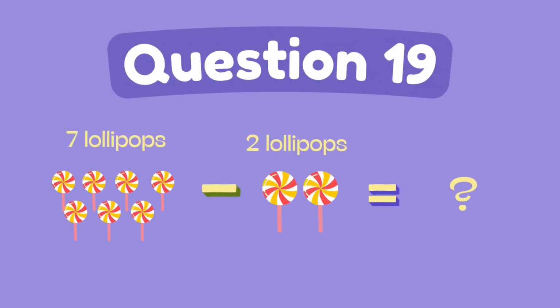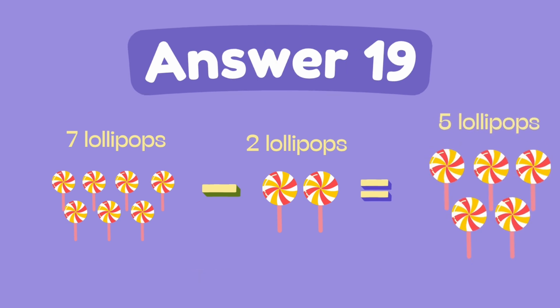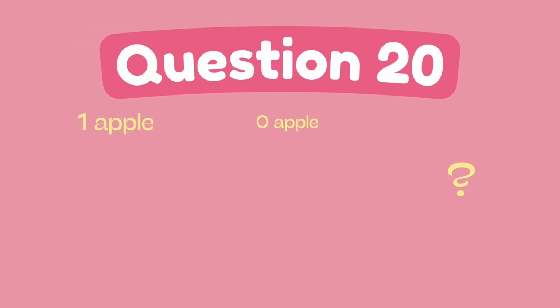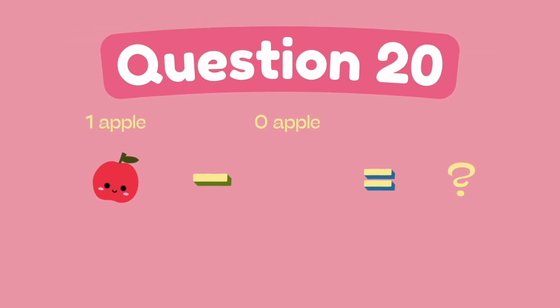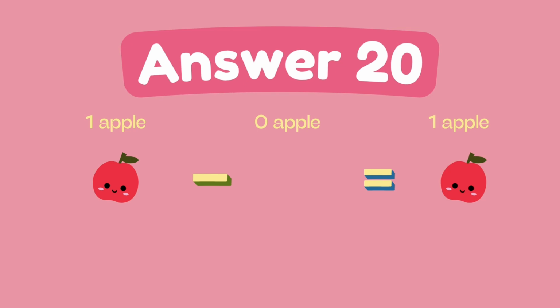What is 7 minus 2? The answer is 5. What is 1 minus 0? The answer is 1.